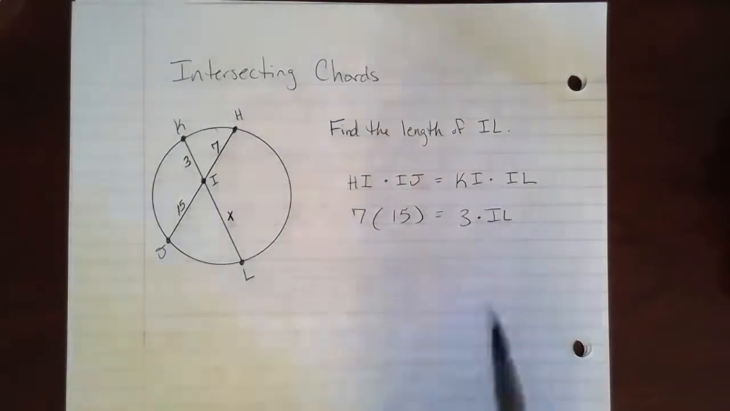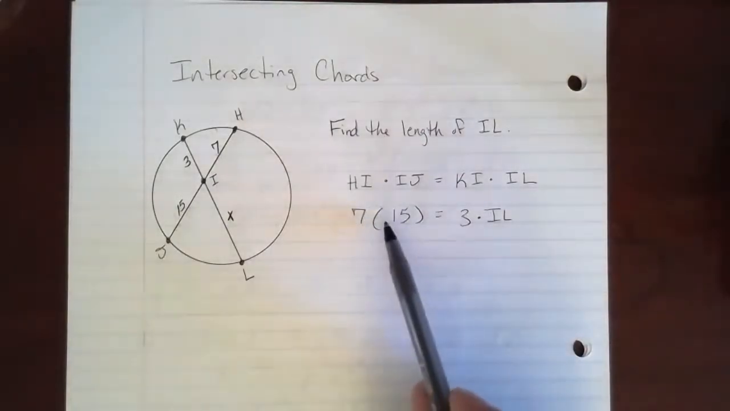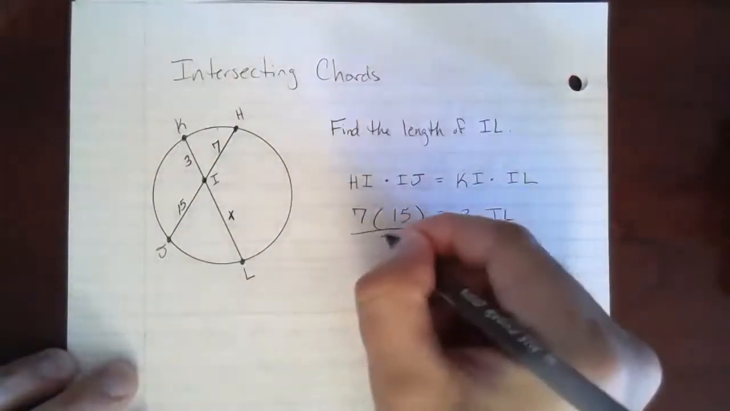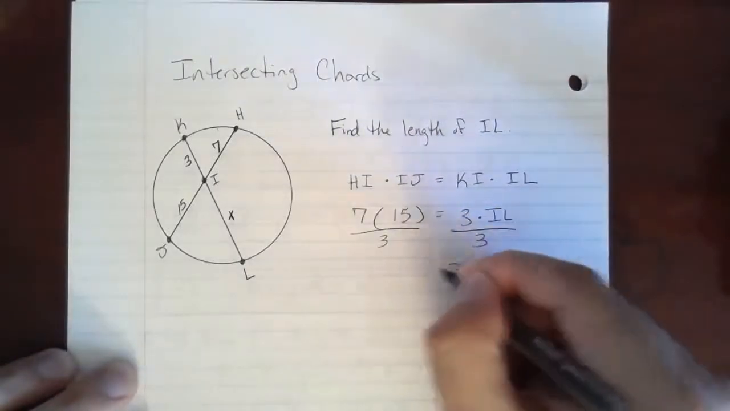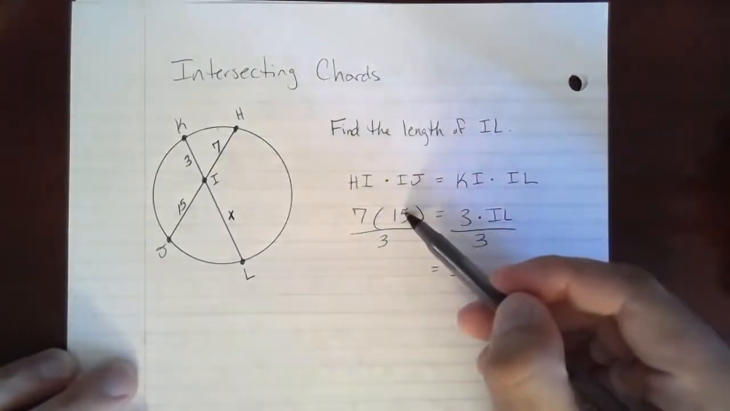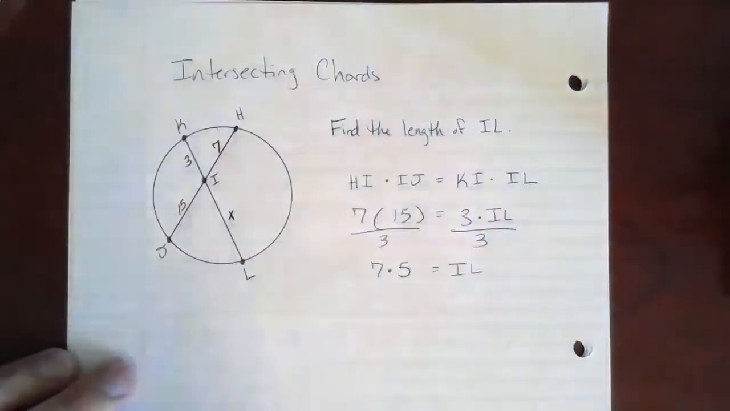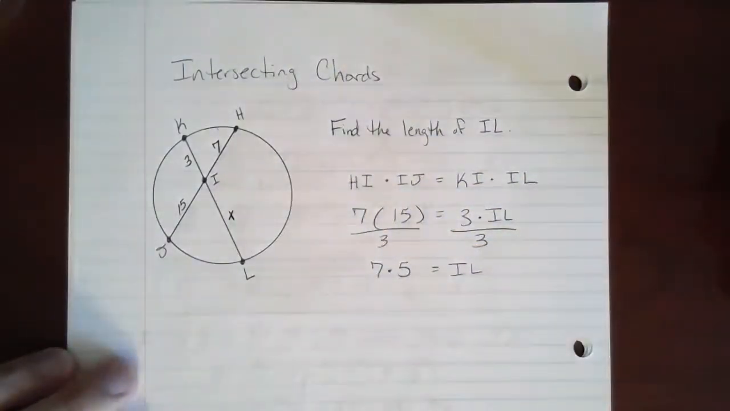Some people will go in and they'll try to multiply this out and make it large at first. What I would like to do is actually go ahead and divide both sides by 3. Because I can figure out the length of IL simply by saying, well look, 15 divided by 3 is actually just 5. And notice that I've shrunk my numbers down instead of making them larger first.